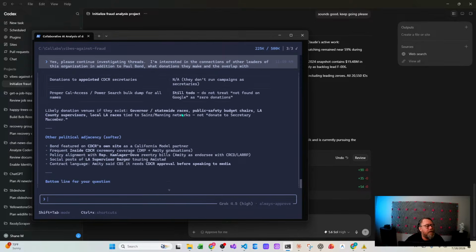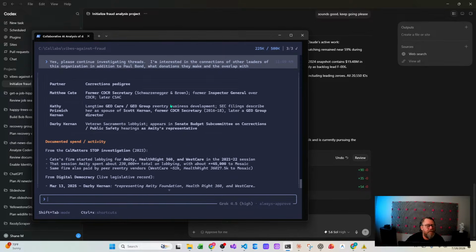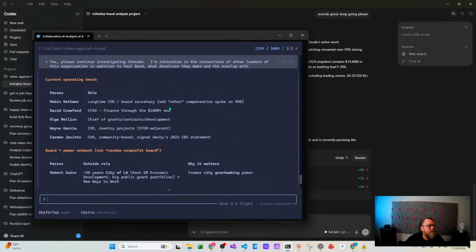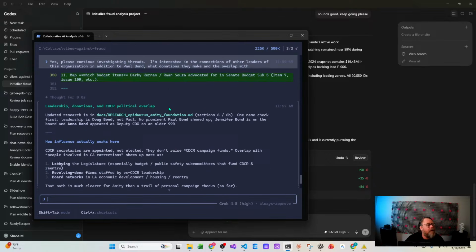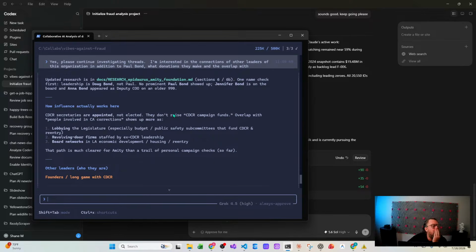All right, let's get back to this shady prison reentry organization that they found. Okay. Leadership is Doug Bond, yeah. Jennifer Bond is on the board, and Anna Bond appeared as the deputy COO.